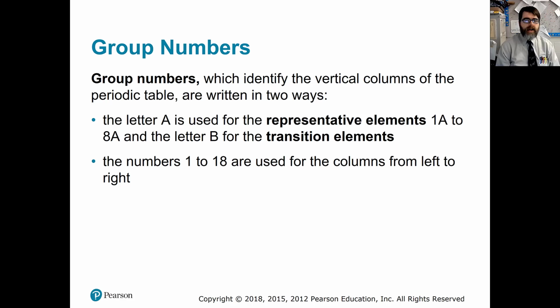Groups are the vertical columns, and as it says, they can be numbered 2 ways. Here in the States, we have numbers 1 through 18, which is just the simpler way to do it. But because you'll see the old style out there, the elements in the outer columns used A's, and the inner columns, what are called the transition elements, used B. Now, I'll be honest, I've never heard this representative elements term outside of your textbook, but sure, there you have it. So you know what they're referring to.